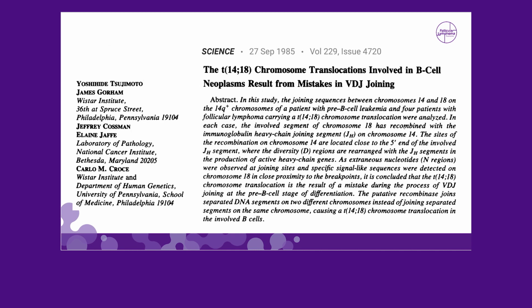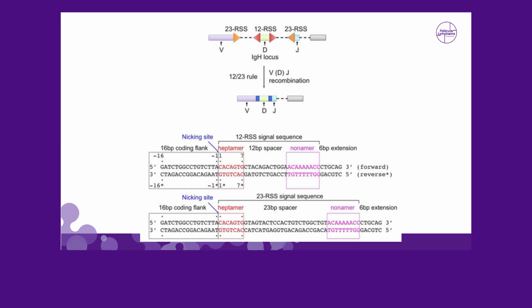And then the Croce group found a very interesting finding. They found indication that this fusion of the 14 and 18 chromosome sequences is due to mistakes in VDJ joining. So you remember this process that occurs in the bone marrow of VDJ joining. In the vicinity of each one of the segments, the V, the D, and the J, we find recombination signals. These are heptamer and nonamer, 7 base pairs long and 9 base pairs long, conserved sequences that are separated by a spacer.